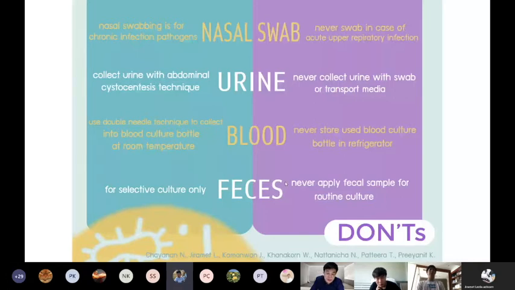There was a question from a friend about why we should not put it in the refrigerator. It's like when you store your food in the refrigerator, the bacteria or organisms will not grow more. But for culture, we want it to grow, and we want to see what the causative agent of the culture is. So we should keep it at room temperature. Okay, that's enough for blood culture.